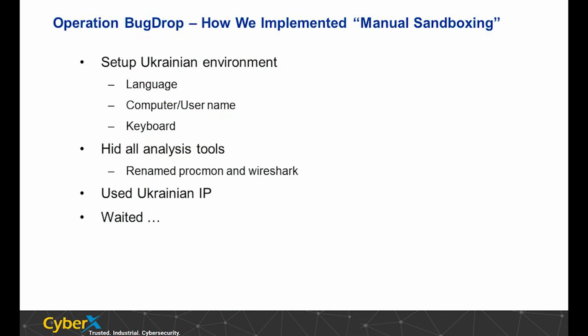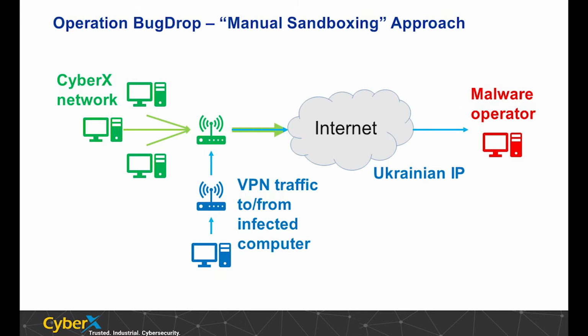So we set up a Ukrainian computer with a Ukrainian keyboard and computer name, dropped Ukrainian files there, and made sure it goes through Ukraine. We gave it a Ukrainian IP. And we put a lot of analysis tools there, Wireshark and stuff like that. Hid them, changed their names, made sure nothing is detected. That's the infrastructure. We had a physical computer we set up in our laboratory with a VPN connected to the internet through our network, and we monitored everything.